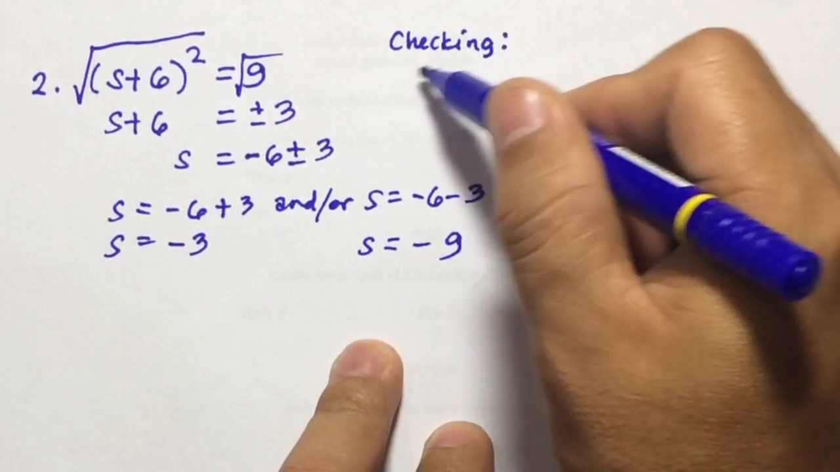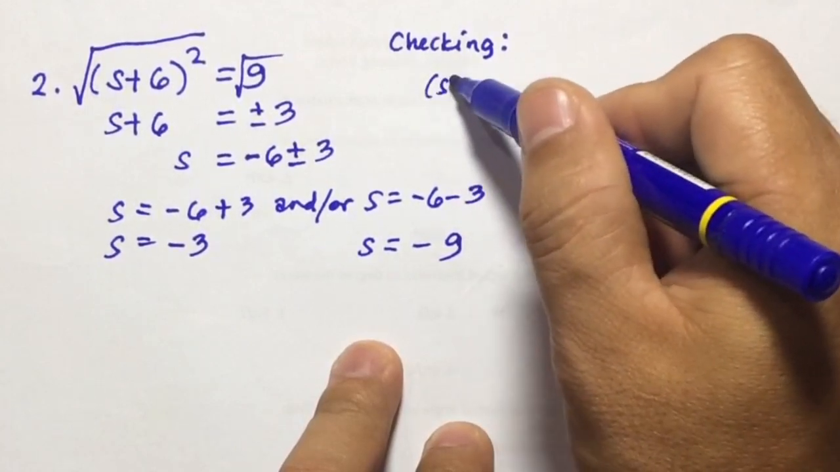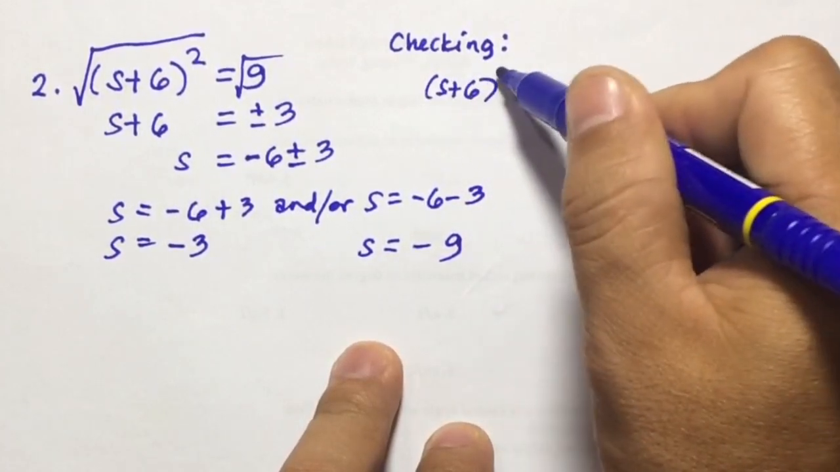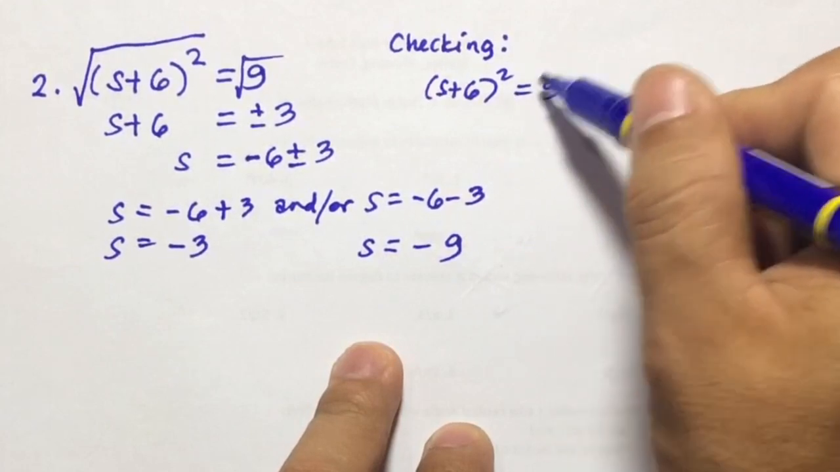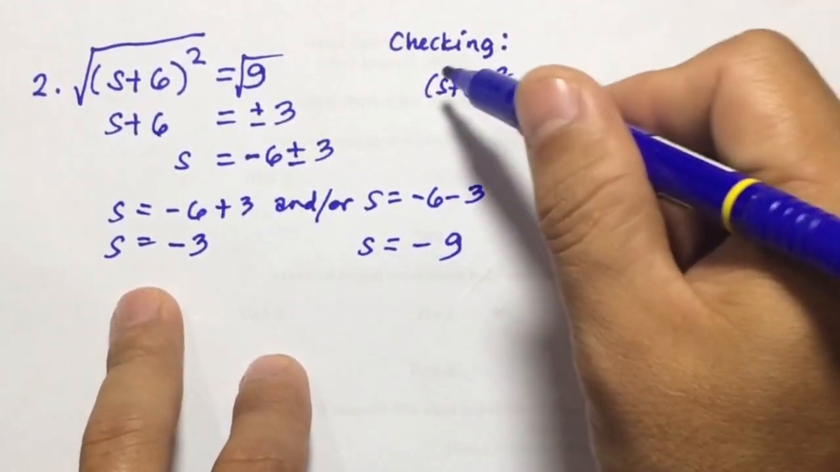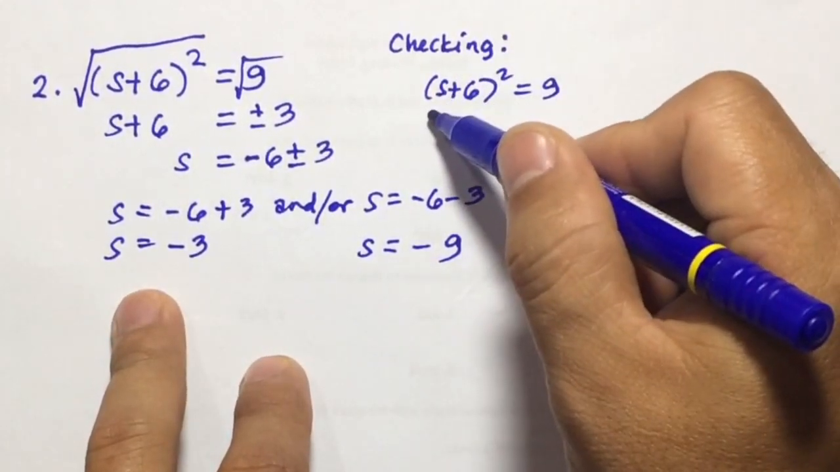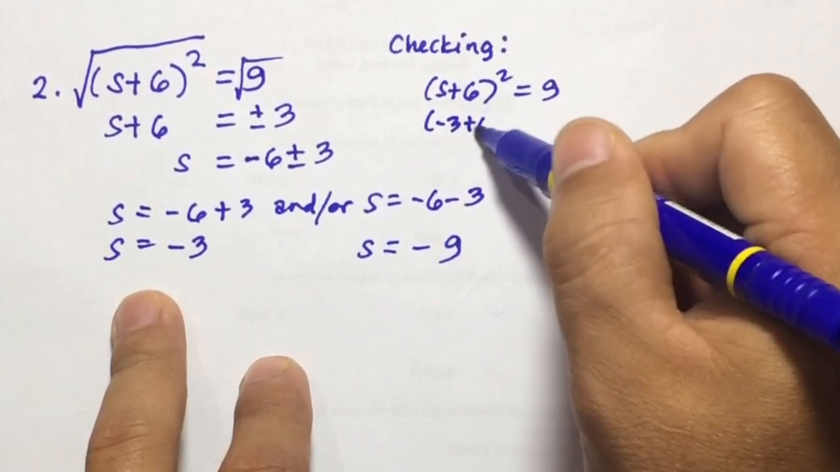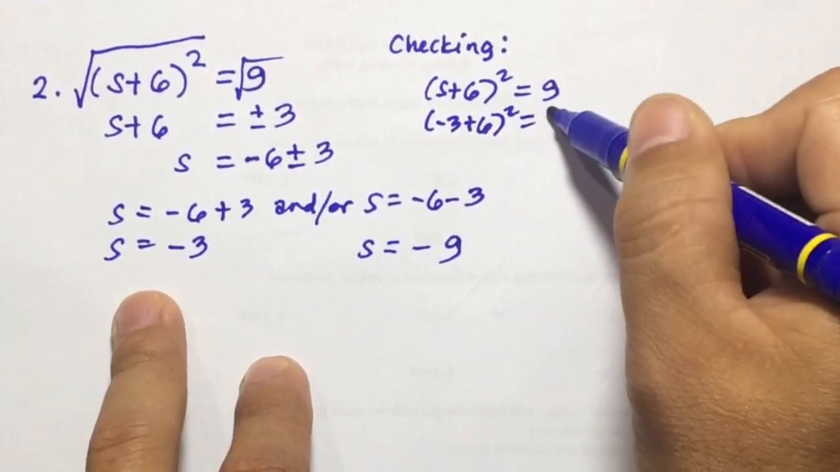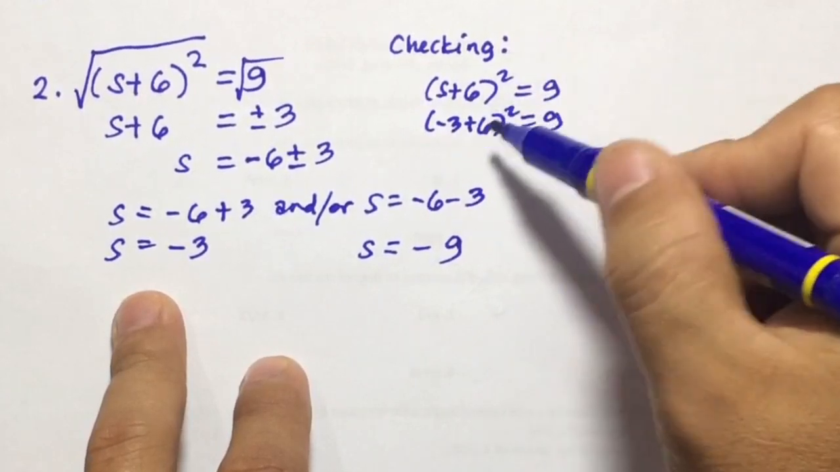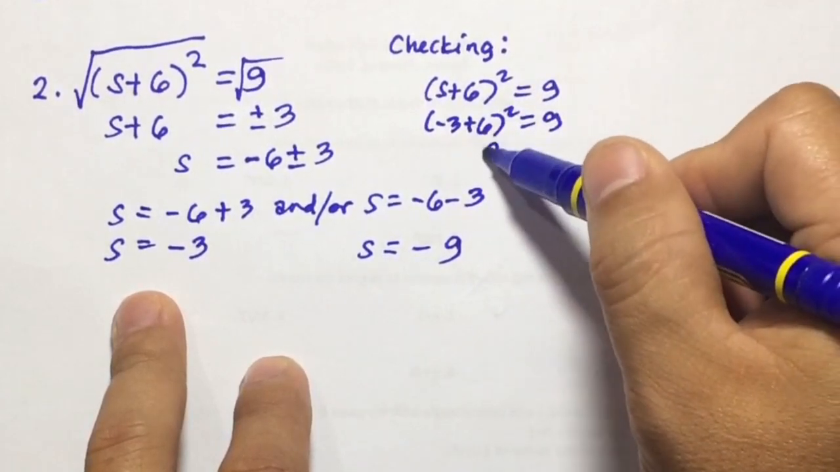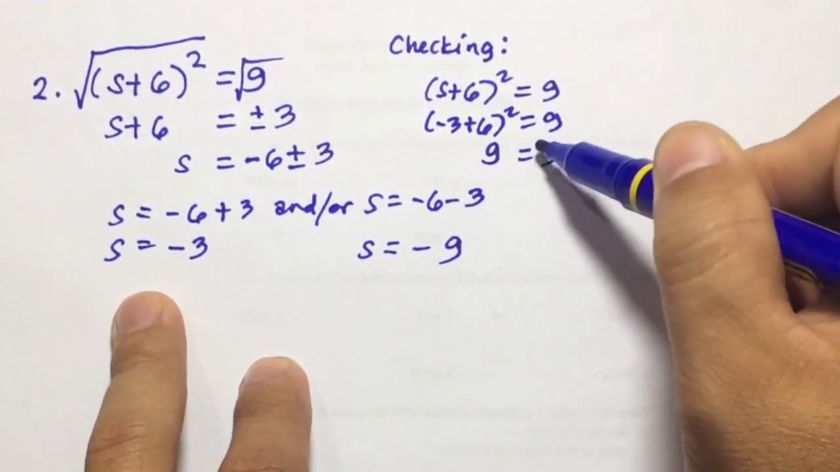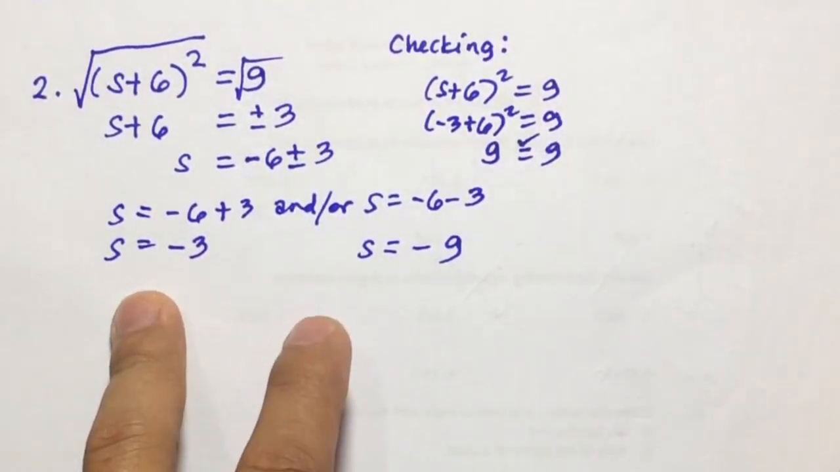So the original equation is the quantity of s plus 6 squared equals 9. Now if s is equal to negative 3, we're going to have negative 3 plus 6 squared equals 9. Negative 3 plus 6 is 3 squared, and that will be 9. So the answer is correct.